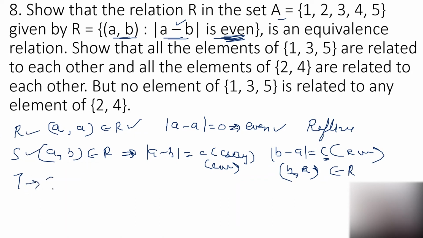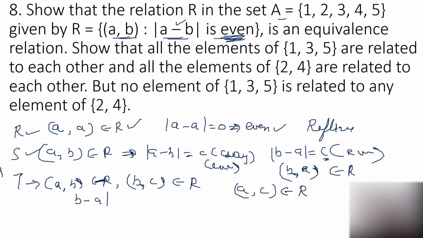Now is transitive. If (A, B) belongs to R and (B, C) belongs to R, can we say that A is also related to C? So let's see how we can. Let us consider A minus B. This is equal to some C, which is an even number. Now as B is related to C, it means B minus C is equal to some number, that is D, which is also an even number.